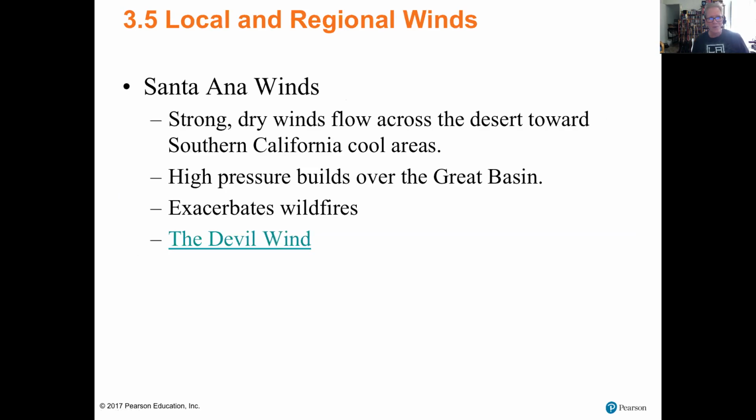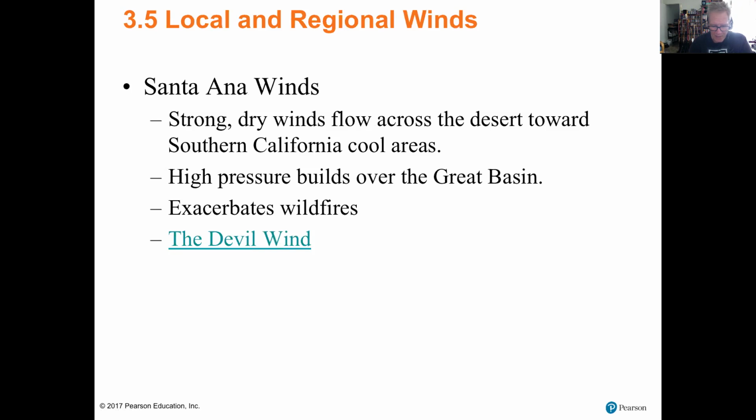Now the Santa Ana winds are what we have here in California, these very strong, dry winds that flow across the desert towards the cooler Southern California areas. The high pressure builds over the Great Basin, which is on the other side of the Sierras. And it moves through, they're very powerful.